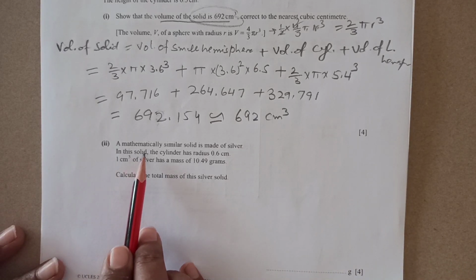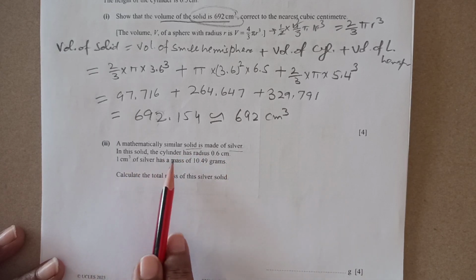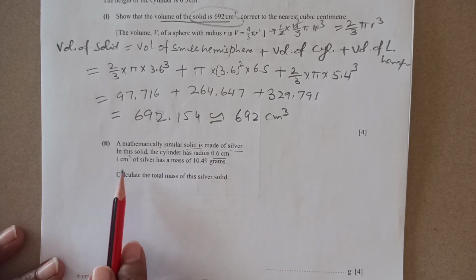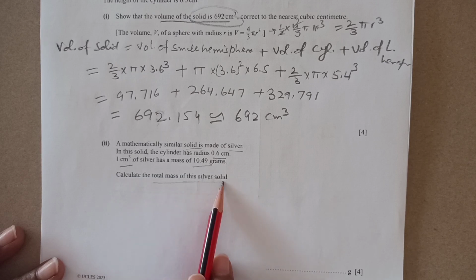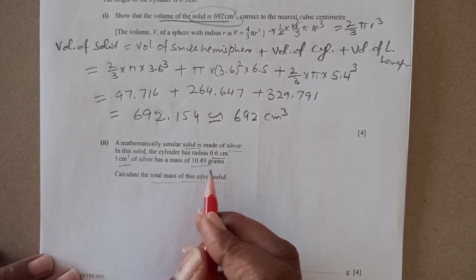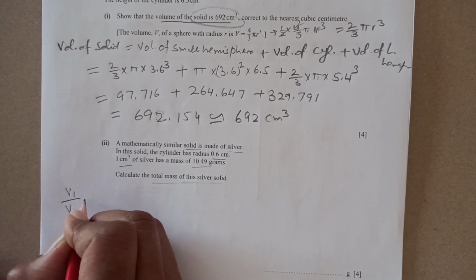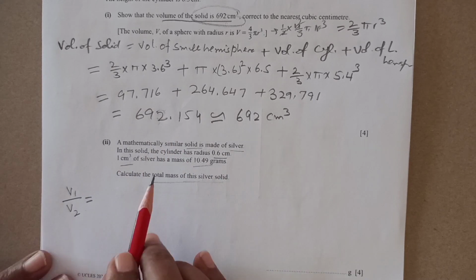Now part 2, a mathematically similar solid is made of silver. In this solid, the cylinder has a radius of 0.6 centimeters. 1 centimeter cube of silver has a mass of this. Calculate the total mass of the solid. So when we are talking about the mass, that means we need volume, V1 over V2. So there are two shapes.